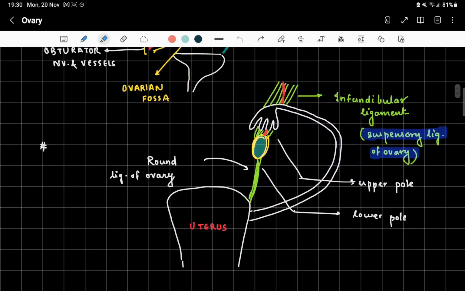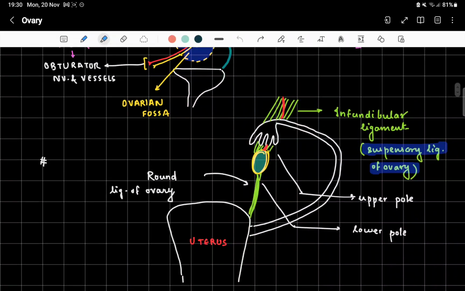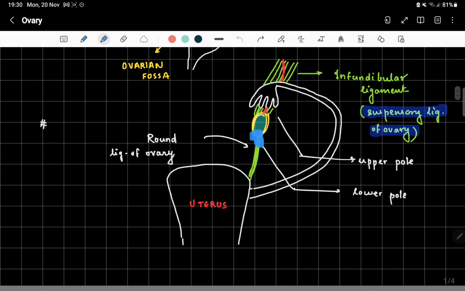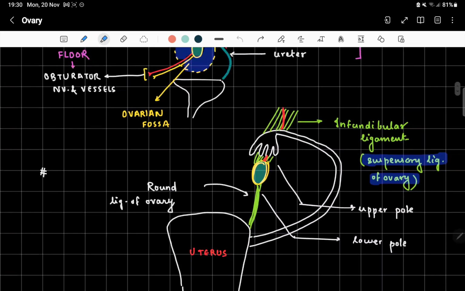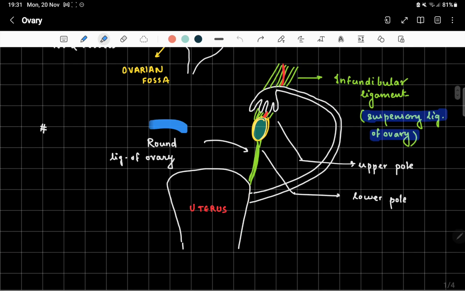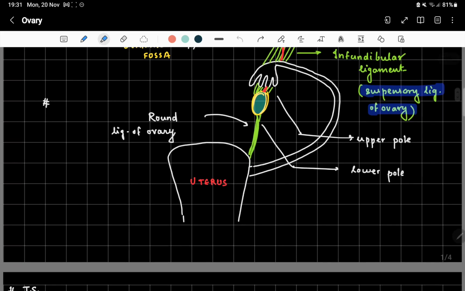Now, how is this ovary connected to the ligaments and the uterus? This is the uterus, and here you have the fallopian tube, with the fimbriae holding the ovary. There is a ligament here connecting it, called the round ligament of the ovary, at the lower pole, and this is the upper pole. The infundibular ligament is holding it, which is called the suspensory ligament of the ovary. So the infundibulum holds the ovary by the infundibular or suspensory ligament, and the round ligament of the ovary connects the ovary to the uterus. Understood?